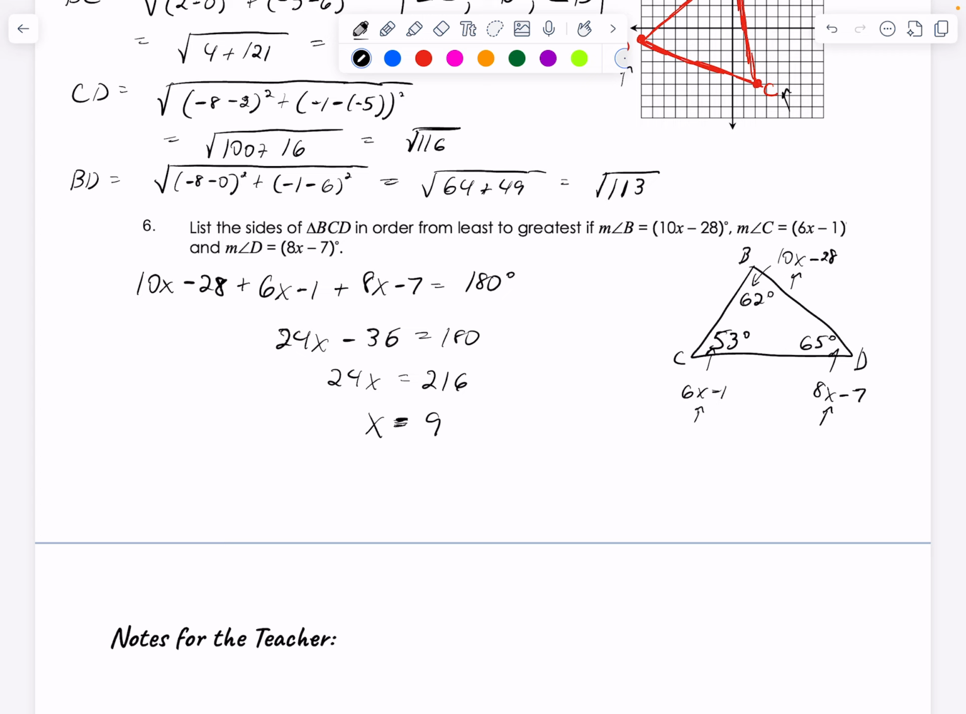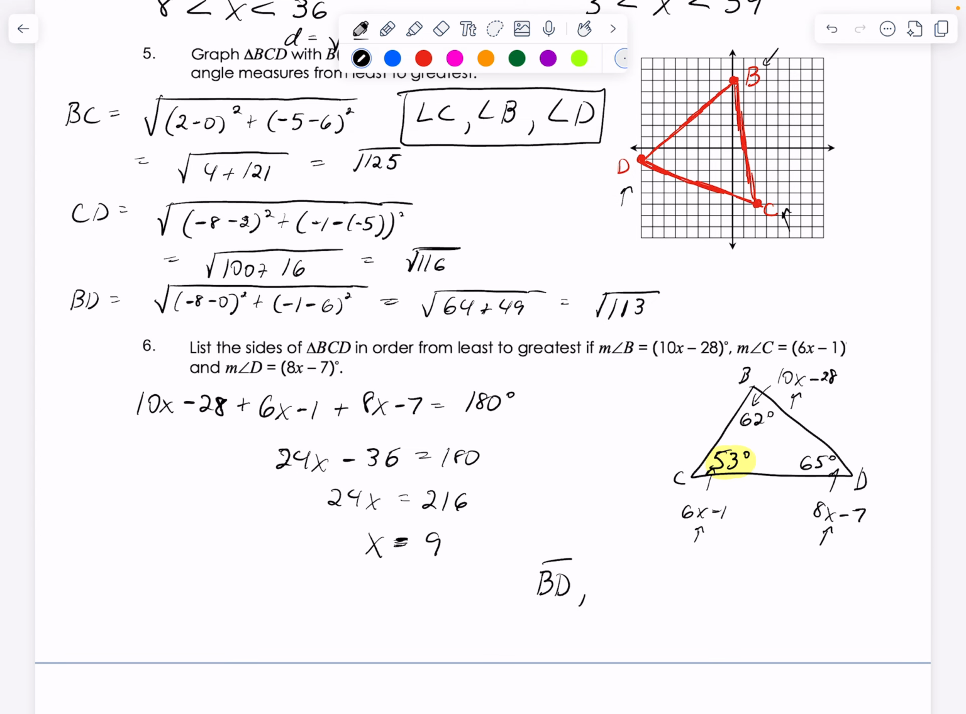Okay, now, to order the sides from least to greatest, let's start with the smallest angle. The smallest angle is this 53 degrees. So go across the triangle, and the segment that is across angle C is segment BD. Then I'm going to look at the next lowest angle, which is 62 degrees. The side length across from that is segment CD. And finally, that leaves the last one here. 65 degrees is the largest angle. So across from that is going to be BC, which is going to be our last one.